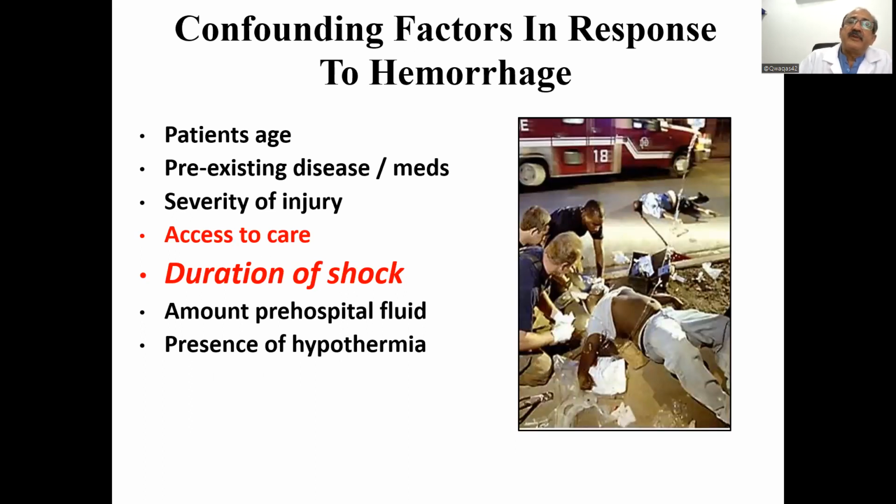What can be the confounding factors in response to hemorrhage? Patient age, that is, extremes of age, are always affected more. Pre-existing disease like cardiac disease, and most important, medications as well. Suppose the patient is taking a beta blocker, so he cannot mount the vasoconstriction which should occur as a consequence of the initial blood loss. So that can misguide us. And severity of injury as well, and excess of care, that is very important, and duration of shock.